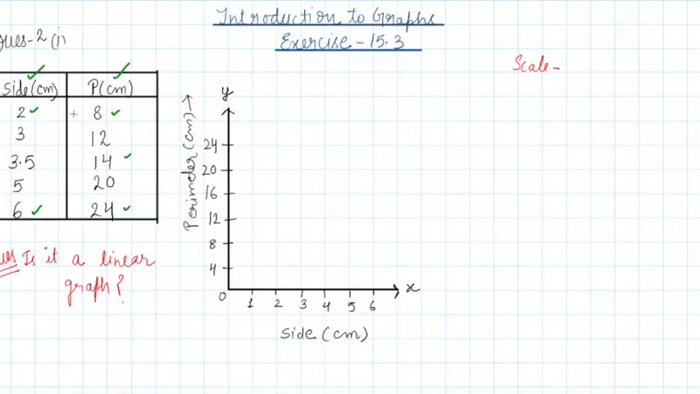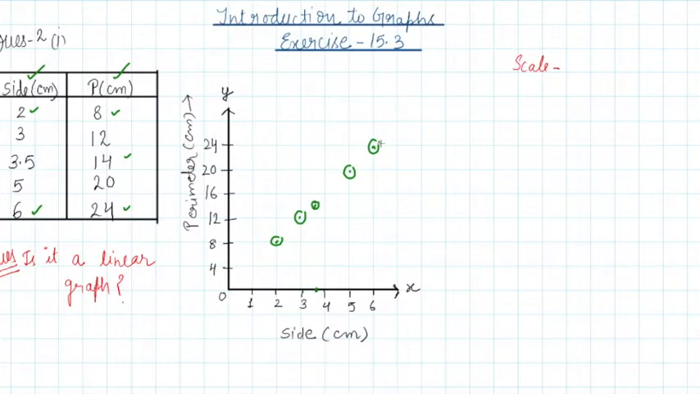Now when the side is 2 centimeter, the perimeter is 8. This is your first point. When the side is 3 centimeter, the perimeter is 12. Now when the side is 3.5, it means here in the middle, the perimeter is 14. 14 is in the middle of 12 and the next mark, because in the middle you will not get 15. Now if the side is 5, it is 20. If it is 6, it is going to be 24.